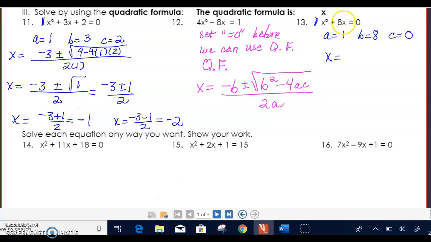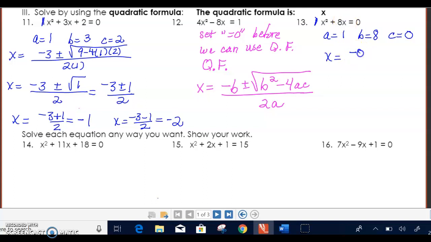Notice number 13 is like we did above. It's a factoring problem. All you'd have to do would be to factor out the x, and you could very easily solve it as x times x plus 8. But I want to illustrate that the quadratic formula also works for this.